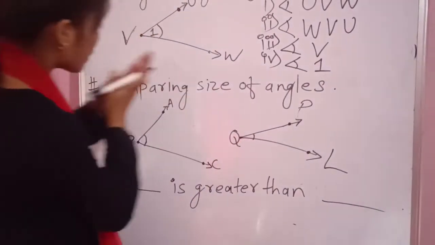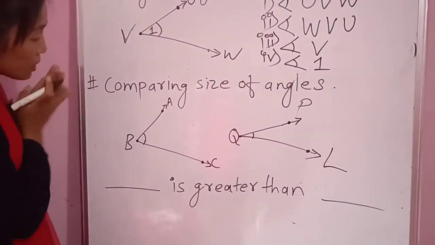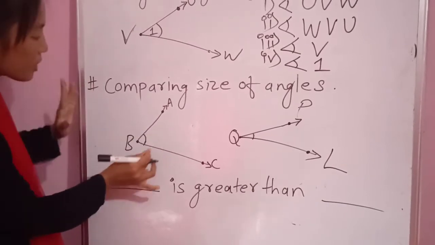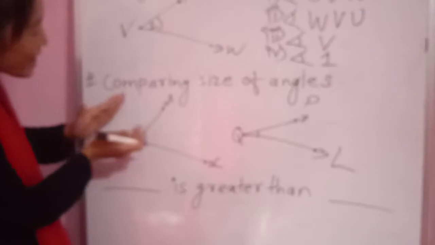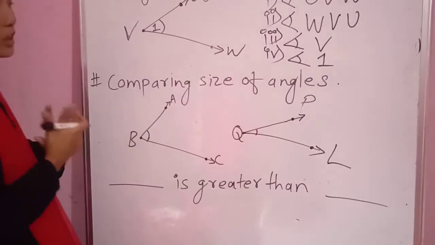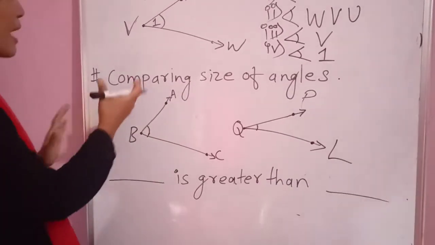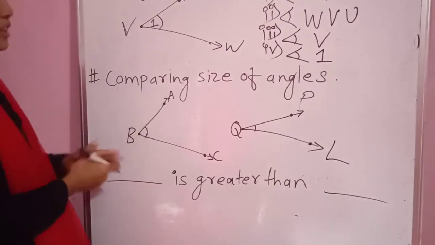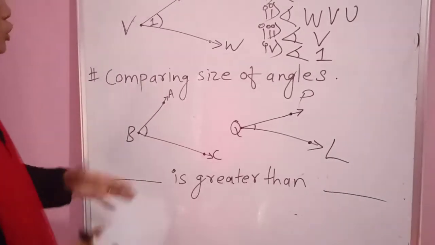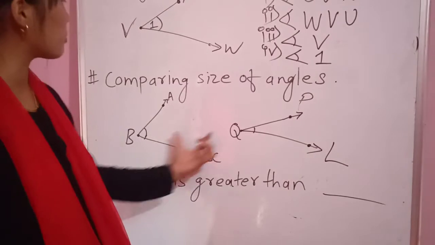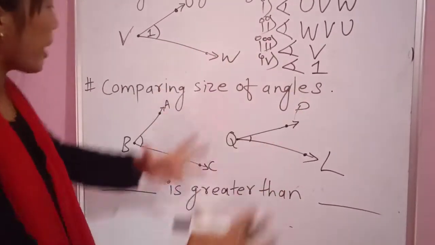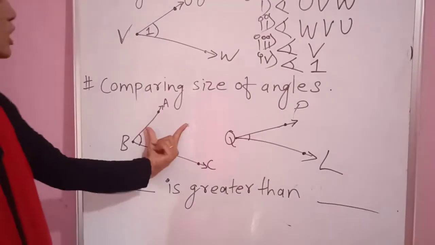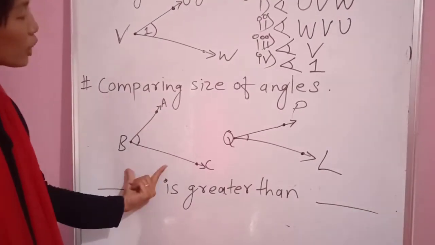Then what you have to do: the figure in which there is more space between the rays, that angle will be bigger. That angle will be your bigger angle. That angle will be your greater angle. So look here, in which figure is there a large space between the two rays? Obviously this one. So this angle will be your greater one.